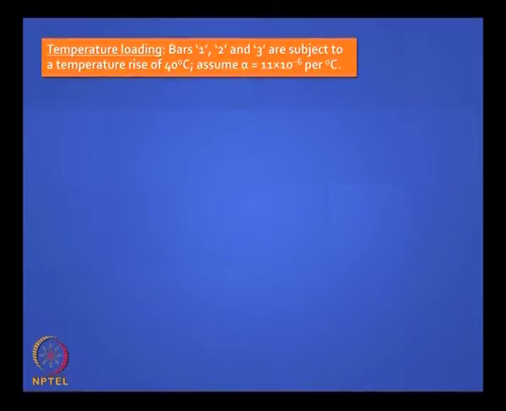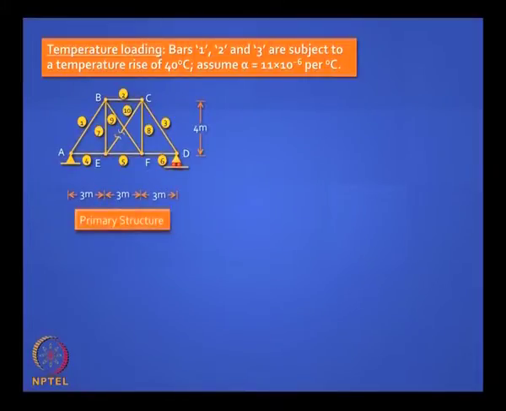One last problem in continuation with the previous one, supposing you have temperature loading. I am now saying 3 arbitrary bars, 1, 2 and 3 are subject to a temperature increase of 40 degrees Celsius, and the coefficient of thermal expansion is given to you. How would you now deal with the same problem? This is your problem. You can remove that 40 kilonewton. How would you analyze this problem?